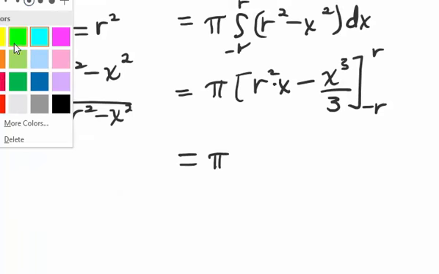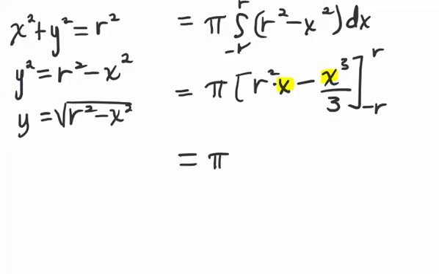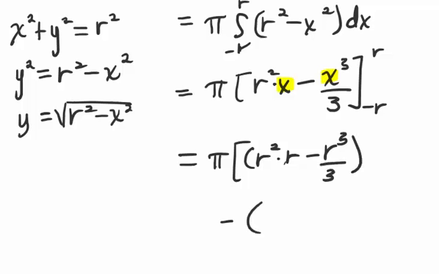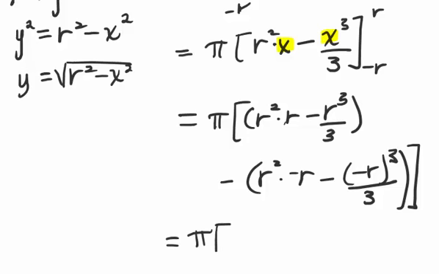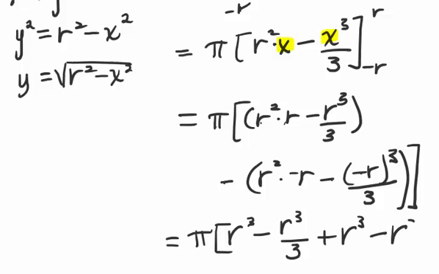So we're substituting our limits of integration for x, and we get r squared times r minus r cubed over 3, and then minus r squared times negative r minus negative r cubed over 3. And simplify. Okay, so this is r cubed, r squared times r is r cubed, minus r cubed over 3. Okay, this next is a minus a negative r cubed, so that's a plus r cubed, and minus an r cubed over 3, because altogether we have 3 negatives. Okay, so minus r cubed over 3.